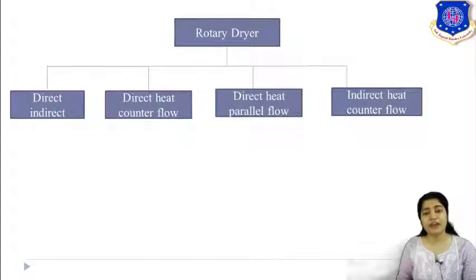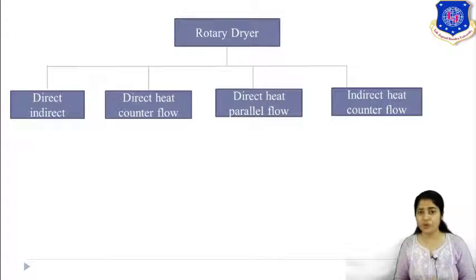Now, again your rotary dryers are classified based on how you operate them. First, it can be direct or indirect rotary dryer. Next is direct heat counter flow, then direct heat parallel flow and indirect heat counter flow. Counter flow and parallel flow, what do they suggest? The contacting of air and feed. Counter flow means if your feed is coming from the left hand side and your air is coming from the right hand side, then they are in counter current operation, right? Parallel flow means both your feed and your air are traveling in the same direction.